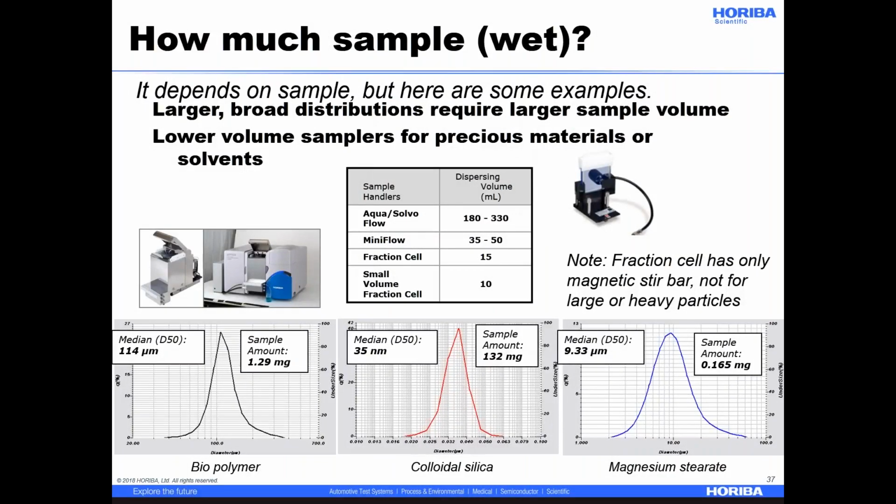Larger broad size distributions require larger sample volume, and then it depends on the size of the particles, and then it depends on the sampler. So I can use a small volume sampler to use less material. So here's a biopolymer, 100 micron diameter. I need 1 milligram, 1.3 milligrams. Colloidal silica, now we're at 35 nanometers. So this is really tiny stuff. I need 132 milligrams. So I need much more material for this much smaller particle. Here's some Mg stearate, median size of 9.3 microns, need 0.16 milligrams. And I think the difference between the 114 and the 0.16 is our choice of sampler.